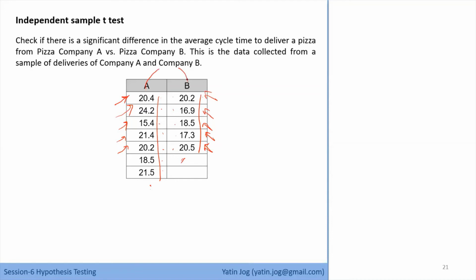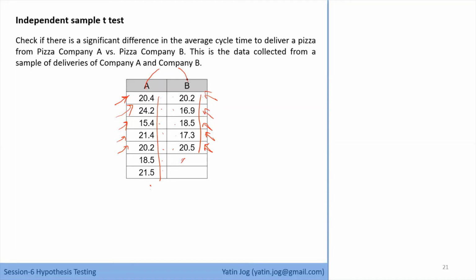And we are just having data about the delivery times. So this is a case of independent samples. First we have to understand what the problem is. The problem is about independent samples. Now if the problem is about independent samples, the first thing is we need to find the variance.